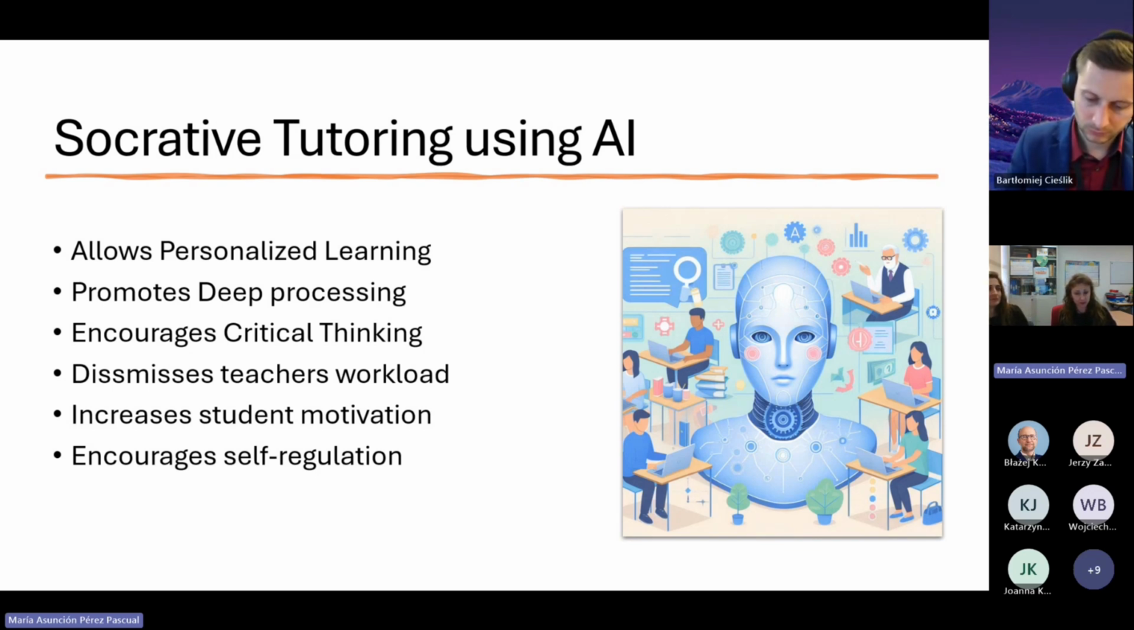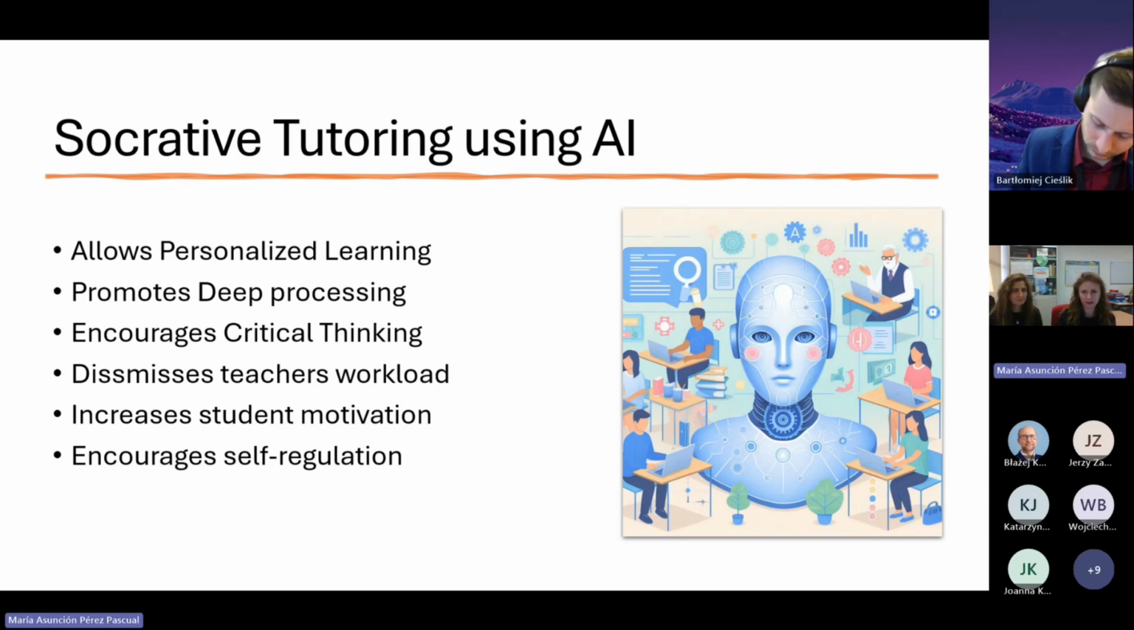It could reduce teaching workload if it is able to identify the alternative conceptions. It could do all the work that Maria José and I did when we analyzed all the reasonings of the students. And it could increase student motivation and encourage their self-regulation, because students are going to be confronted with their alternative conceptions. They will be aware of their mistakes and they will overcome these mistakes. And they can work with the tutor 24/7. So they have a tutor in their home.